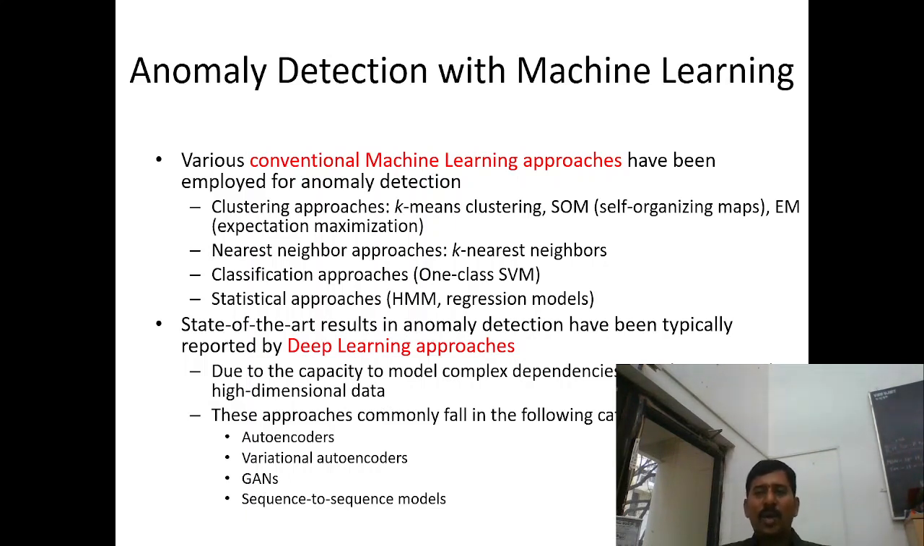So this variational autoencoder approach is trained by minimizing the KL divergence between the estimated distribution by the model and the distribution of the real data. So that is the variational autoencoders. Third one, GANs. So this is one class of SVM for anomaly detection. Then sequence to sequence models.